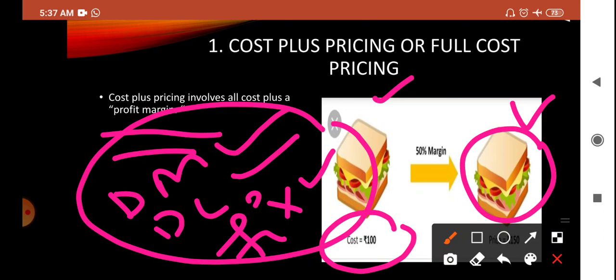Direct material, direct labor, fixed, administrative and selling expenses is 100 rupees. On that they have kept a profit margin, that is 50%, means 150 will be the price of this product. This is the first type of pricing, that is called cost plus pricing or full cost pricing. They are covering the full cost as well as keeping some percentage of profit also.